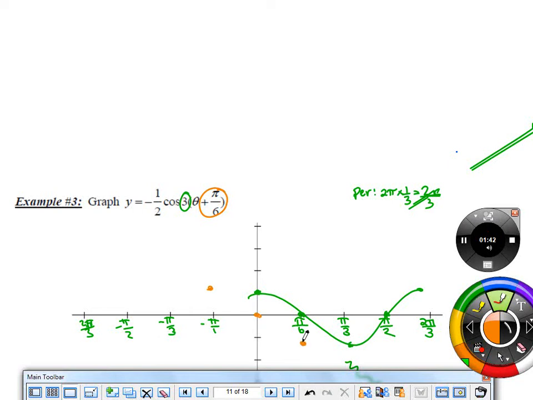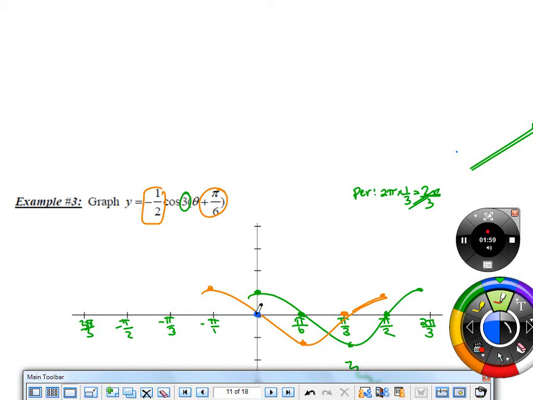So I'm going to move each point to the left 1 unit. So you can see that here in orange. Okay. And then finally, I have this negative 1/2. So that's a vertical reflection as well as a vertical compression.